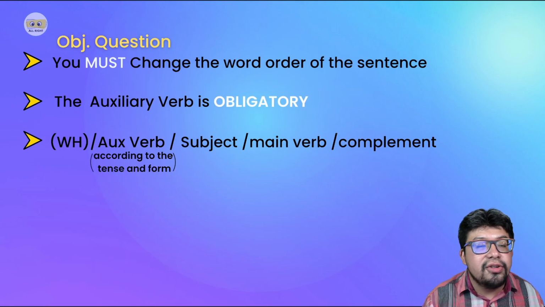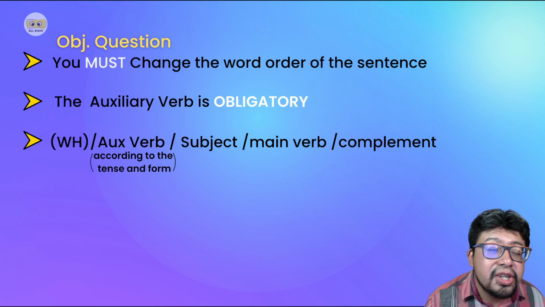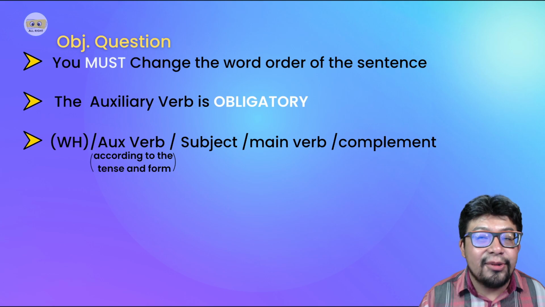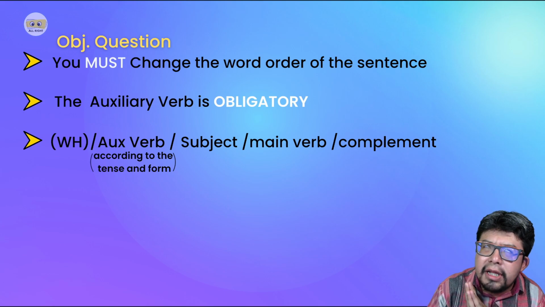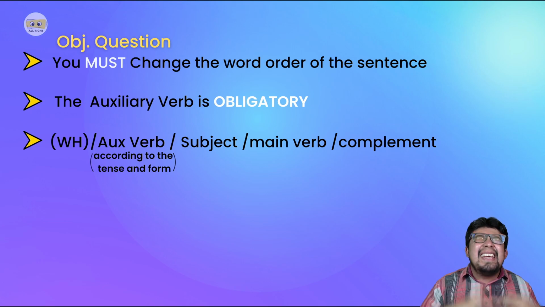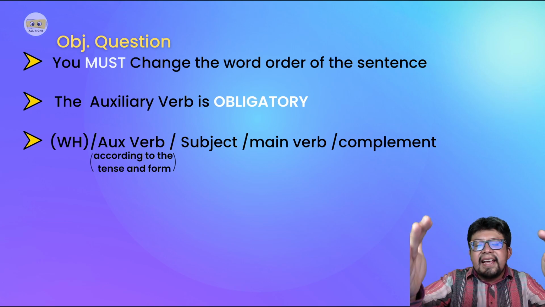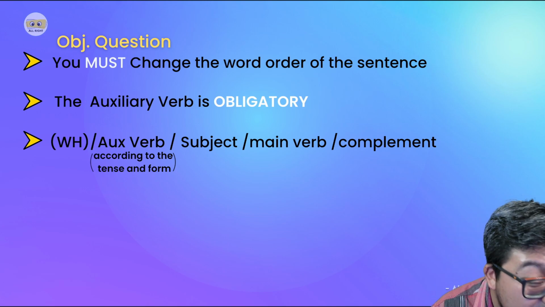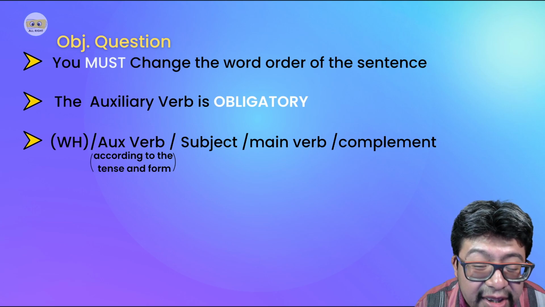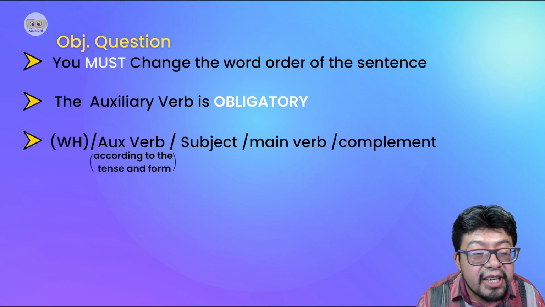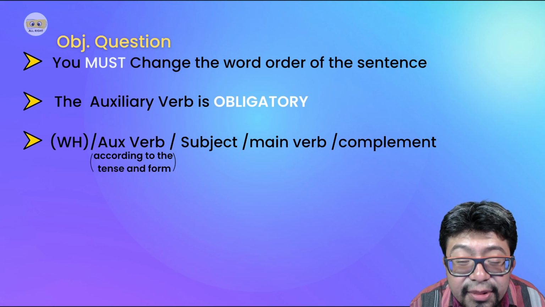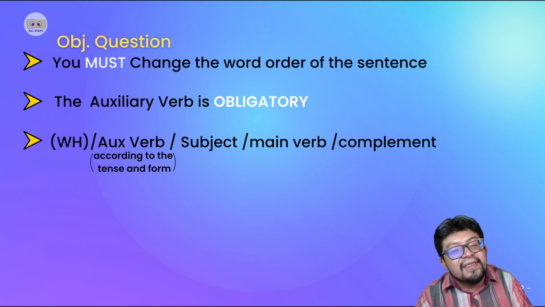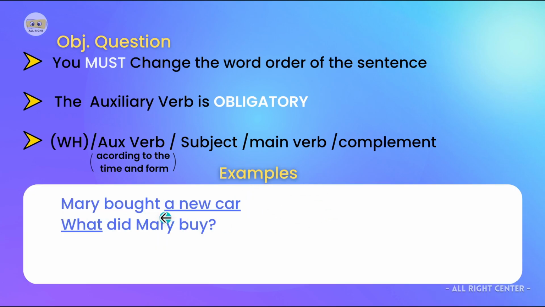Whereas in object questions, you must change the word order of the question. All right? And the auxiliary verb is obligatory. All right? Always. En las preguntas de objeto, ahí sí, como cualquier pregunta que conocemos, le cambiamos el orden y le ponemos auxiliar. The structure is the WH or the auxiliary verb, all right? Plus the subject, que aquí sí lo conozco, plus the main verb, plus the complement, and the question mark, of course, all right?